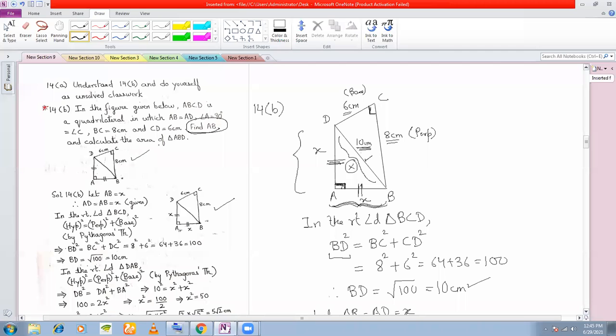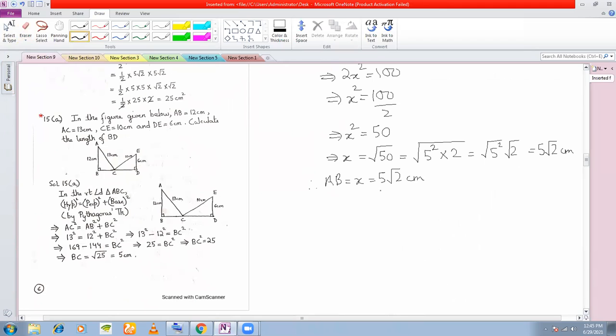Now we will try to calculate the area of triangle ABD. Which triangle are we talking about? We are talking about this triangle only. That is this one, right? In this triangle, what is the area? Half into base into height. So base here is AB and height here is AD. Length of both we have found out. Both are equal to 5 root 2.